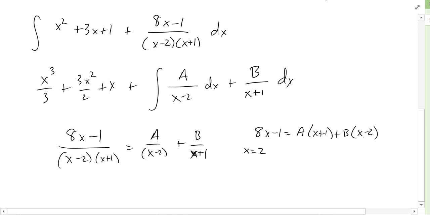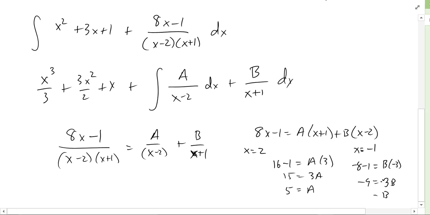If x equals 2, the second term will just turn into 0. And I'll have 8 times 2, which is 16 minus 1, equals a times 3. So 15 is equal to 3a, a is equal to 5. And if x equals negative 1, I'll have negative 8 minus 1 is equal to 0 times a, and b times negative 3. So negative 9 is equal to negative 3b, so b should equal 3.